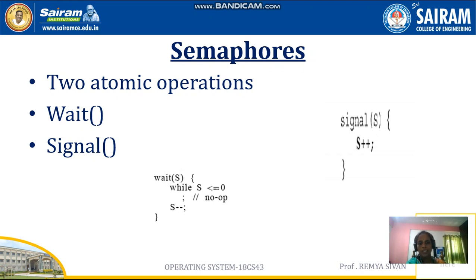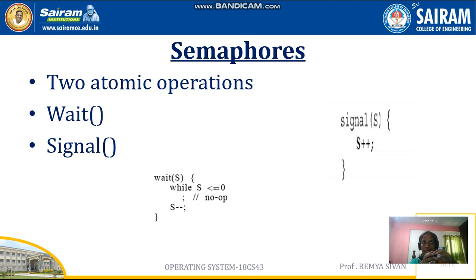Initial value of S will be 10. That indicates that for that particular resource I have 10 copies. Then suppose one process has come. That process needs that particular resource R1. Then we have to see whether R1 is available or not. Currently I have 10 copies of R1, so S value is greater than 0, right? I have 10 copies of R1.